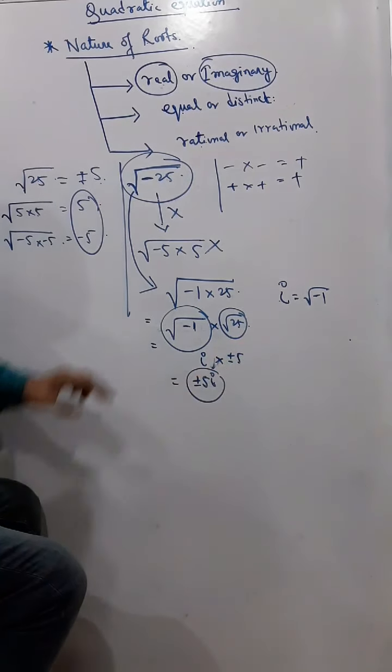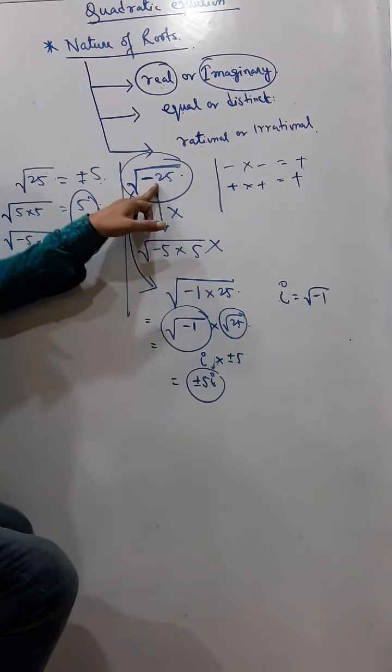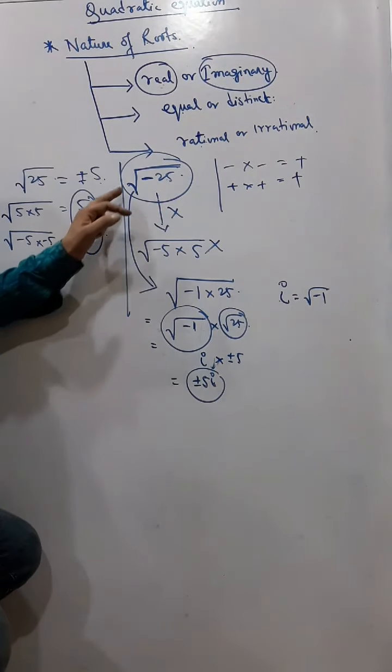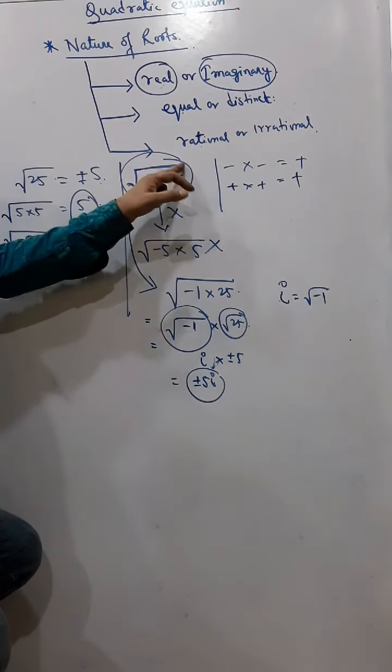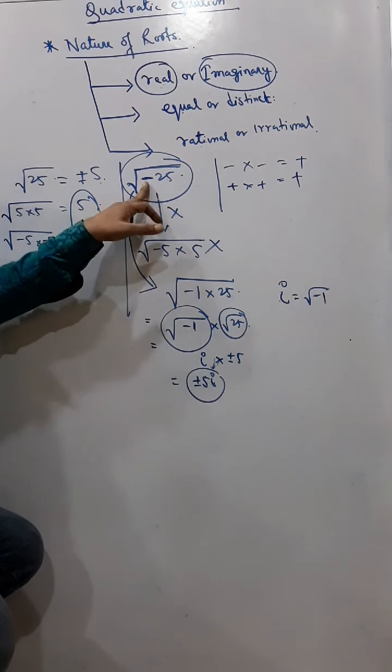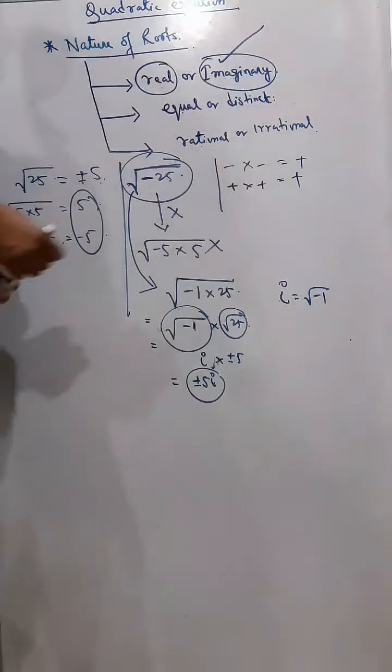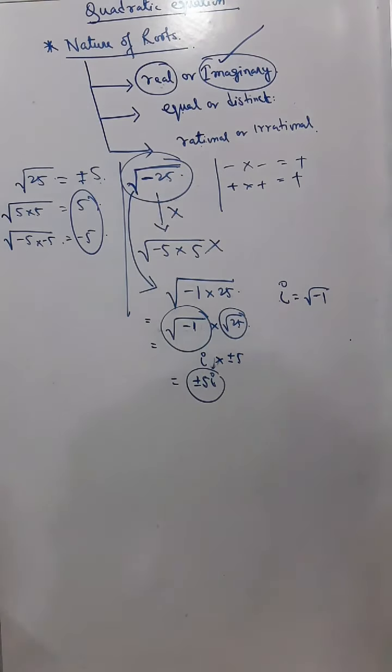So understand? This type of number is called an imaginary number. In short, we can say directly that if there is a negative number inside a square root, that means imaginary. Understand?